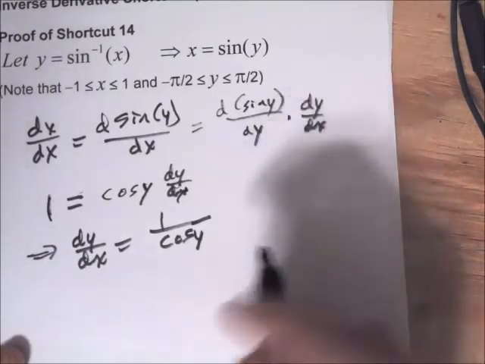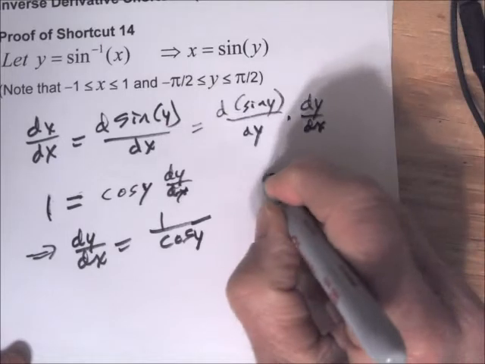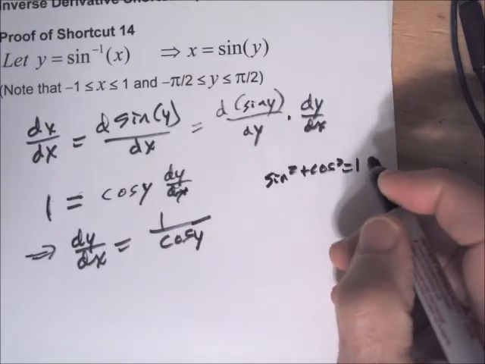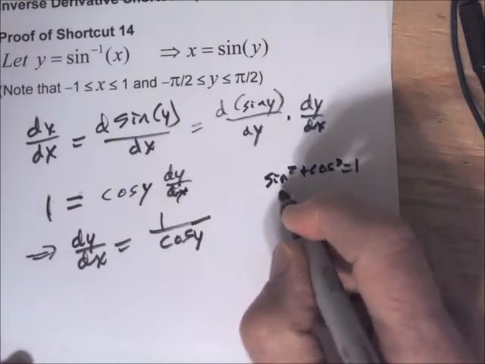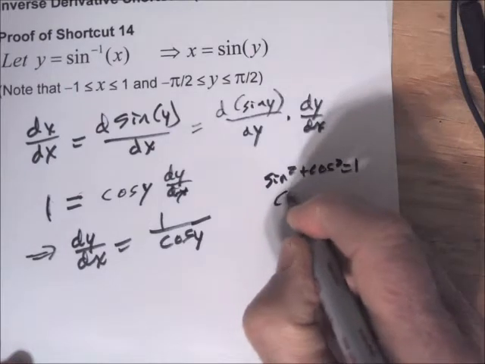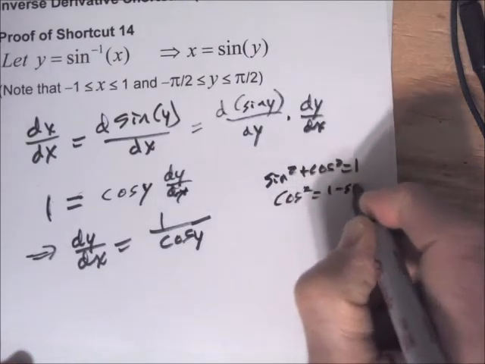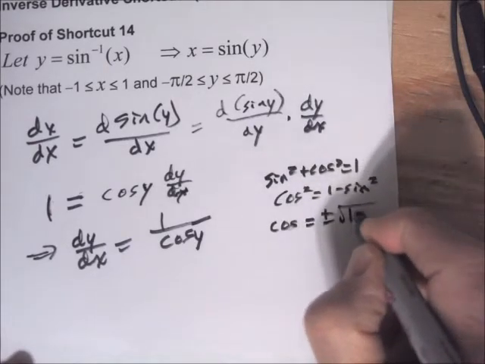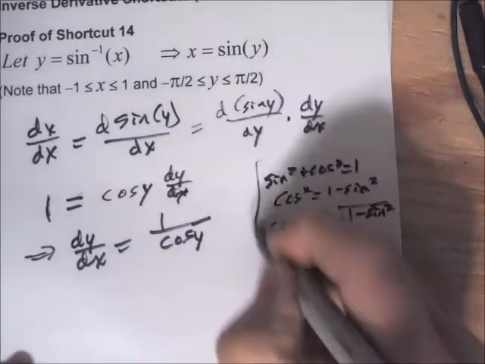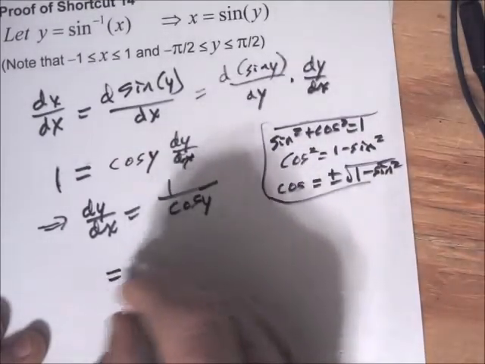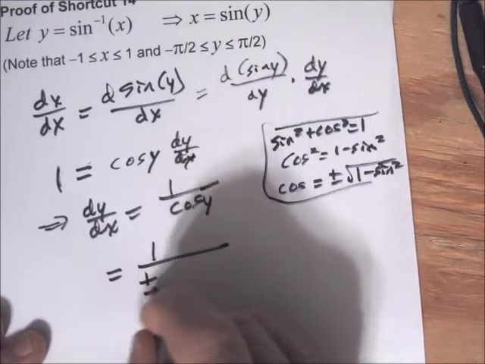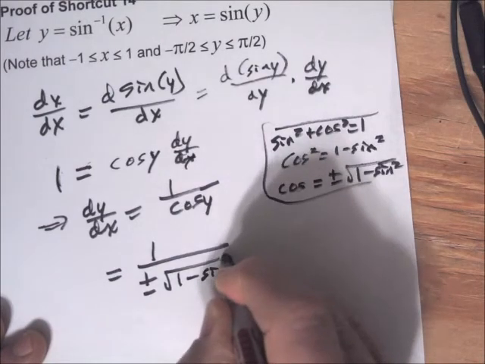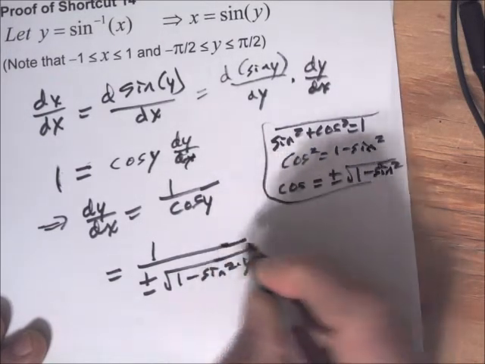And the cosine, if you remember the identity, sine squared plus cosine squared equals 1. And if you solve for the cosine squared, you subtract sine squared from both sides, you get cosine squared equals 1 minus sine squared, and then take the square root. Cosine is going to be plus or minus square root of 1 minus sine squared. Okay, so we can replace this as 1 over plus or minus the square root of 1 minus the sine squared of y.